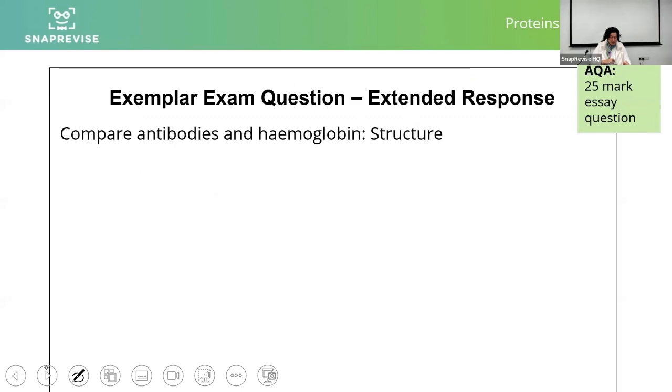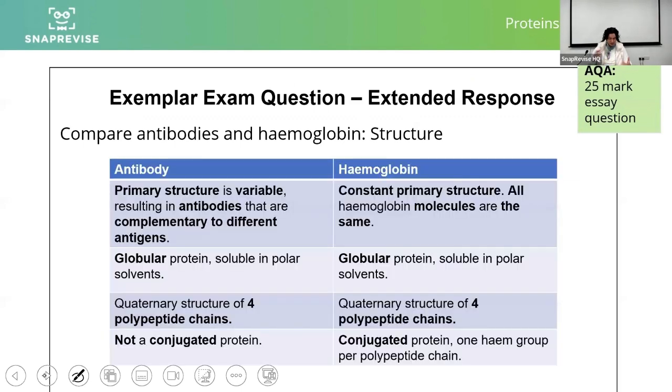Because this is a pretty typical question, comparing different types of proteins, particularly antibodies or hemoglobin, or in instances, hemoglobin against collagen, which is also fibrous. All of the points that you want to make are kind of summarized in this table. And I find this a super useful practice for preparing for potential extended response questions. So you're comparing the structure here. The primary structure is variable, whereas the primary structure is constant.